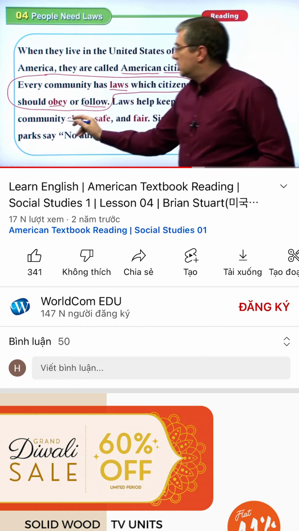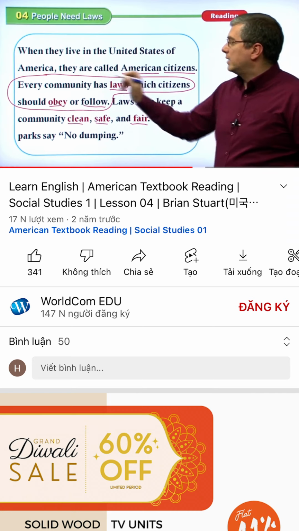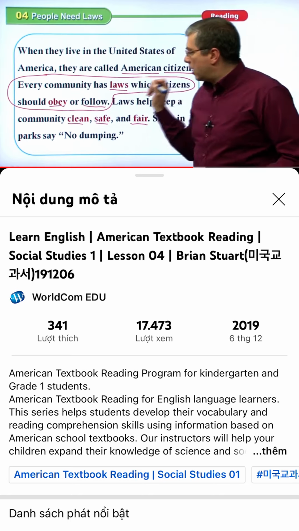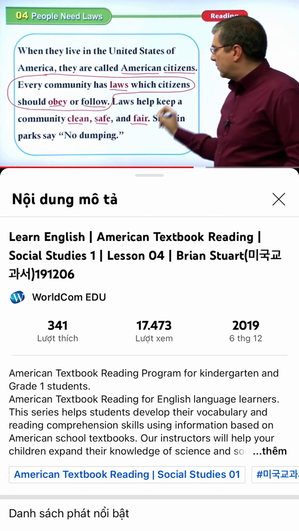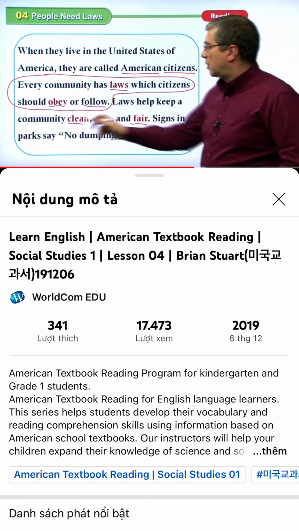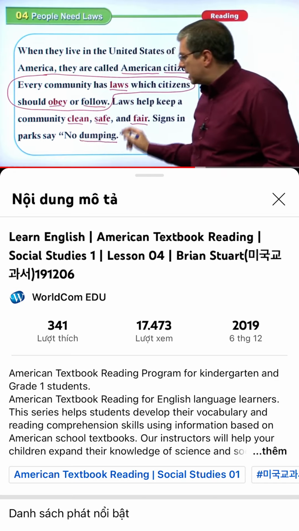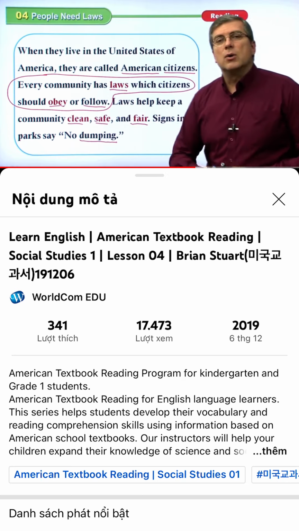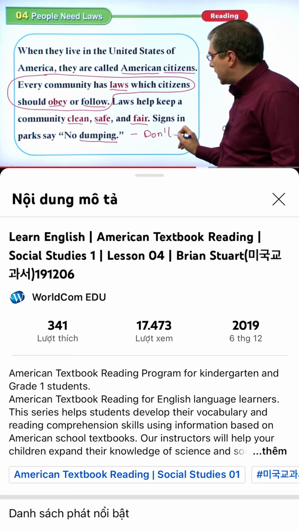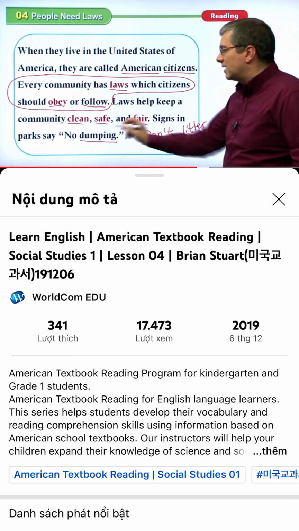So let's continue with our main idea. Laws help keep a community clean, safe, and fair. So we have three reasons for laws. Why do communities have laws? Why should citizens obey or follow those laws? Because they help keep the community clean, safe, and fair. Then we have another idea, expansion of the idea. Signs in parks say no dumping. What does no dumping mean? That means no littering. Don't throw your trash on the ground. Another very common sign that you will see is don't litter. It's the same as no dumping.